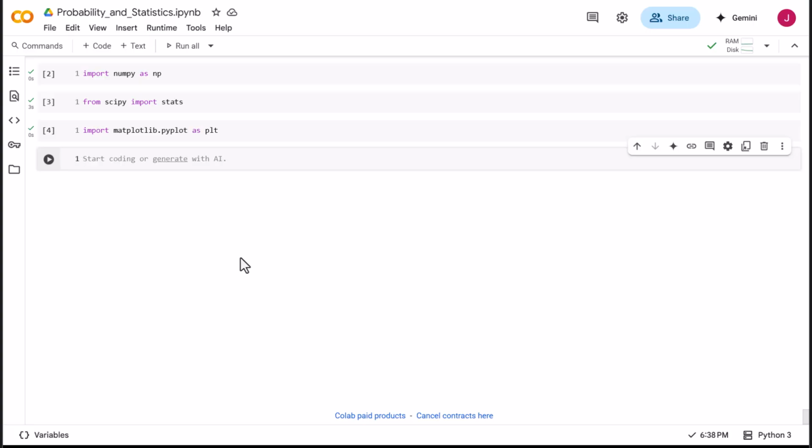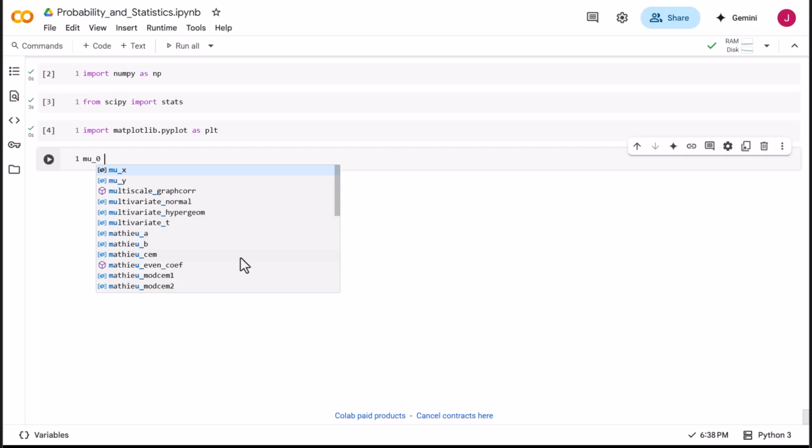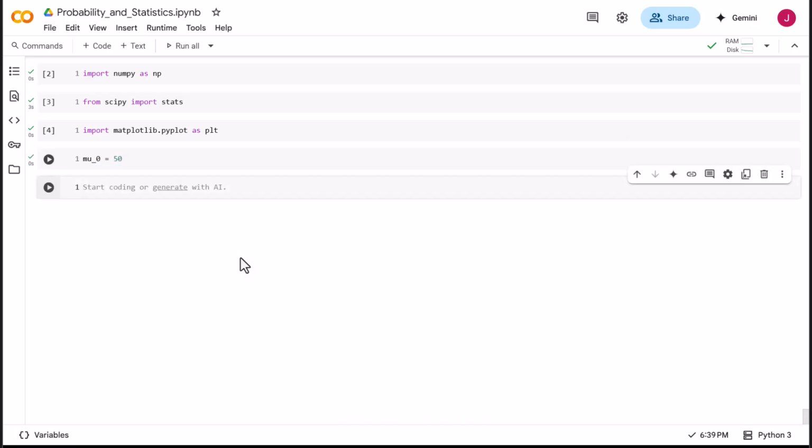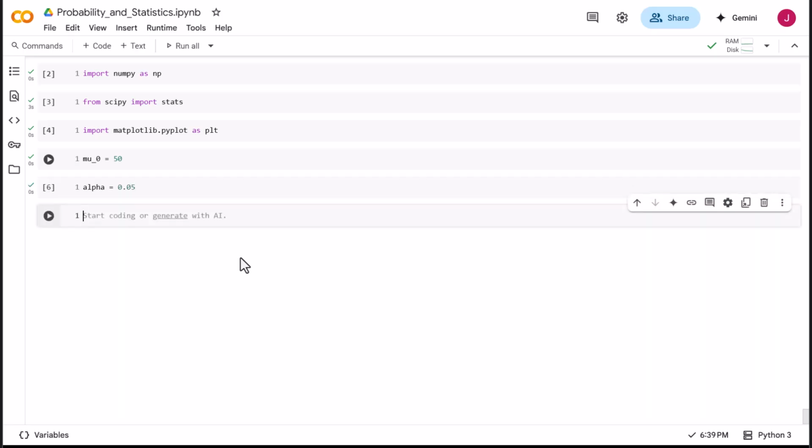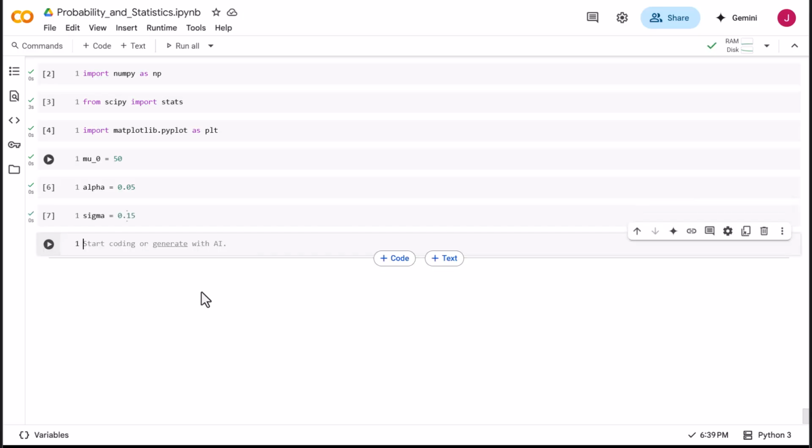We need to consider some values for the hypothesis testing. The null hypothesis mean, mu underscore 0, is equal to 50. We want to check this one. And then we have alpha, the significance level, as, for example, 0.05. Later, for the z-test, we're going to assume some population standard deviation equal to, for example, 0.15.